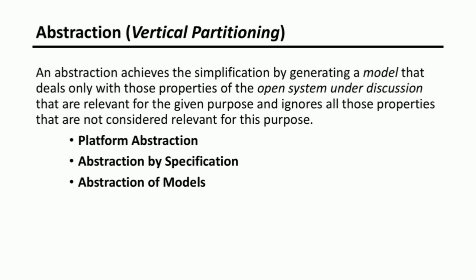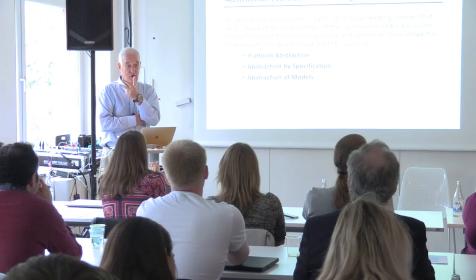So now we come to the next level, the vertical partitioning. We had horizontal partitioning, we had segmentation, and now we go into vertical partitioning. In vertical partitioning, we have three different possible alternatives to consider: platform abstraction, abstraction by specification, and abstraction of models. The most important of these is the platform abstraction.